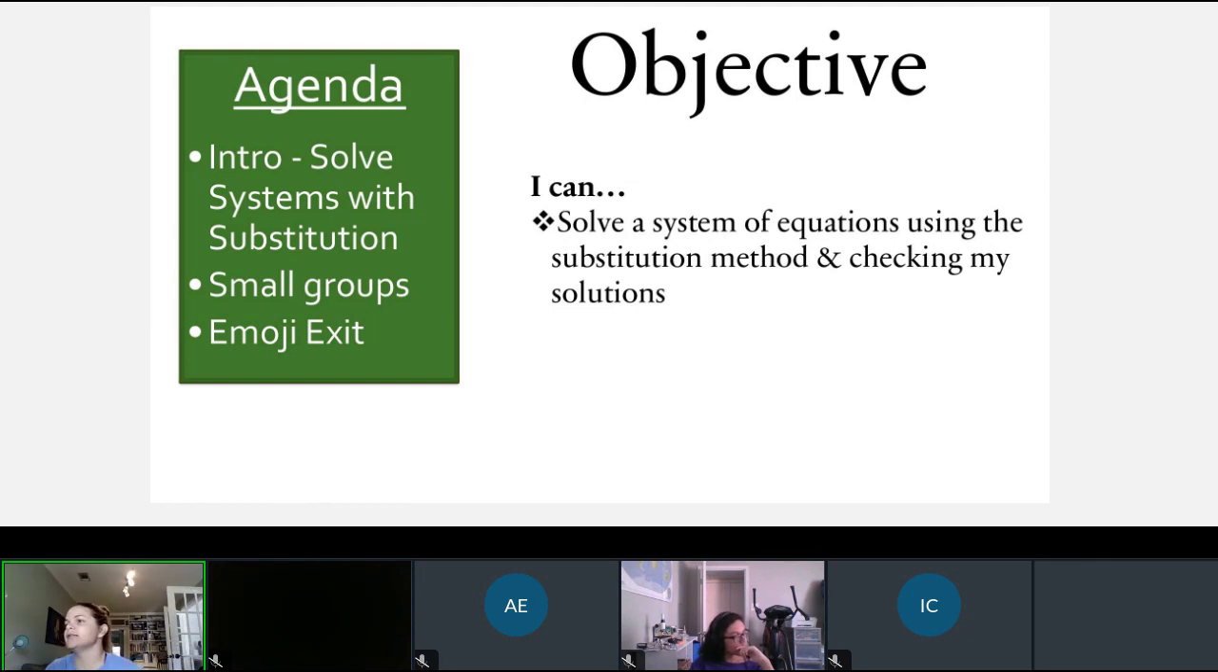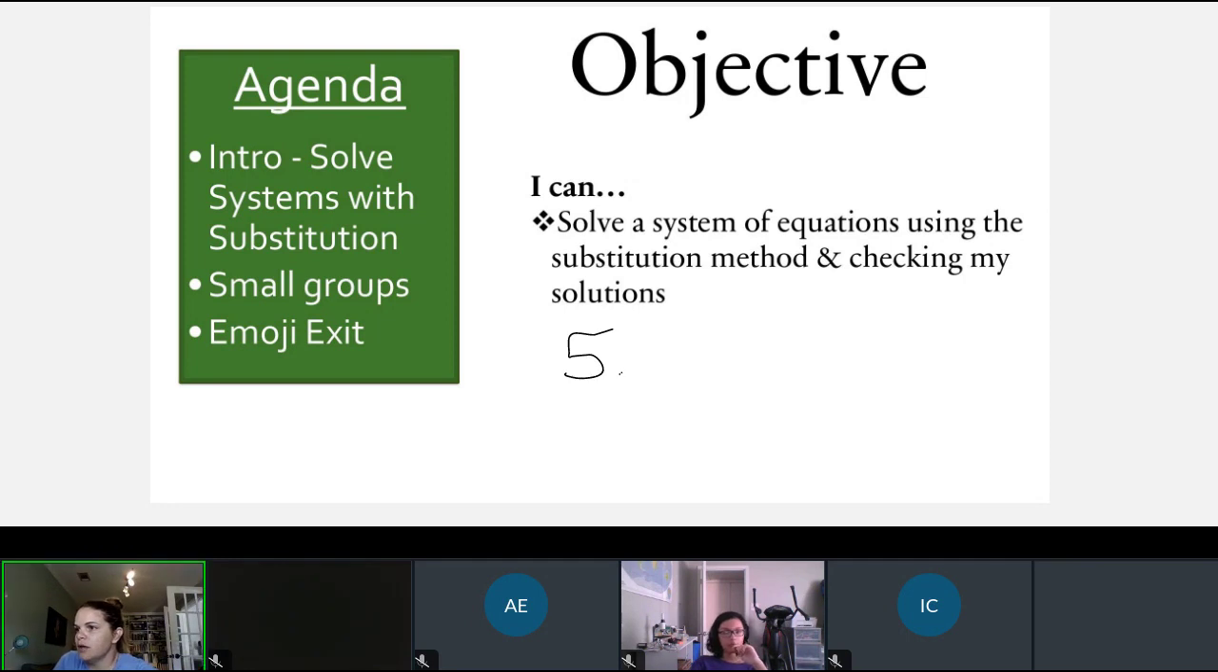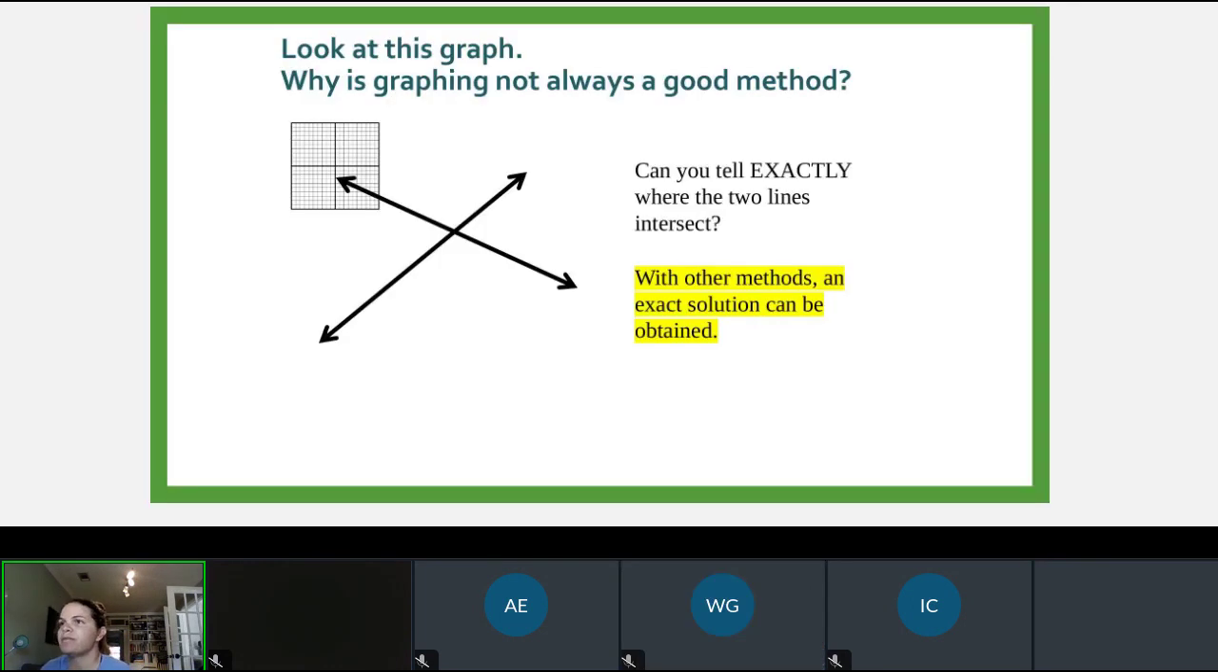We are going to work on substitution, and then we're going to start elimination. Substitution is homework 5.05, and it's the 5.05 quiz that you were assigned yesterday. Today you will be able to solve a system of equations using the substitution method and checking your solutions.